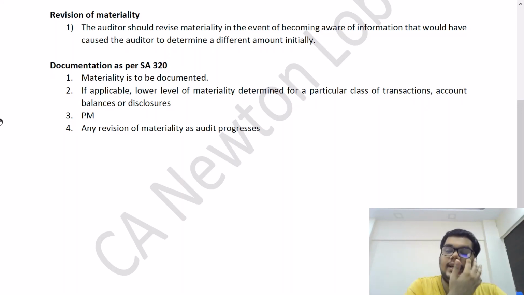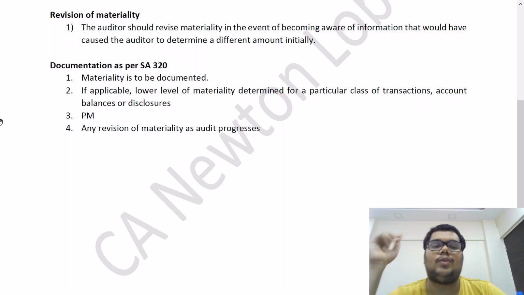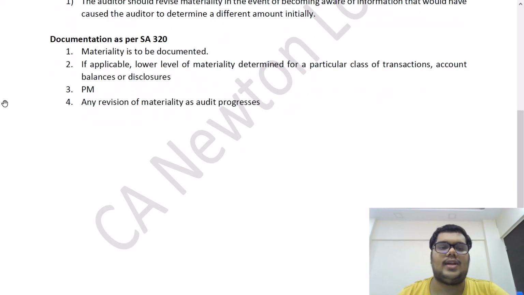So what is this point saying? If you become aware of any situations that would have caused you to determine a different amount initially, you should revise your materiality. Last answer is documentation as per SA 320.